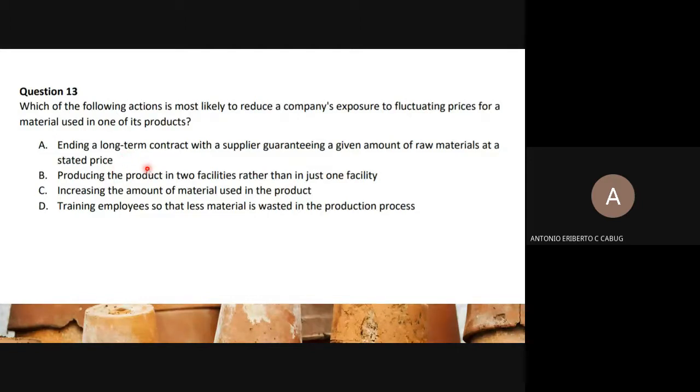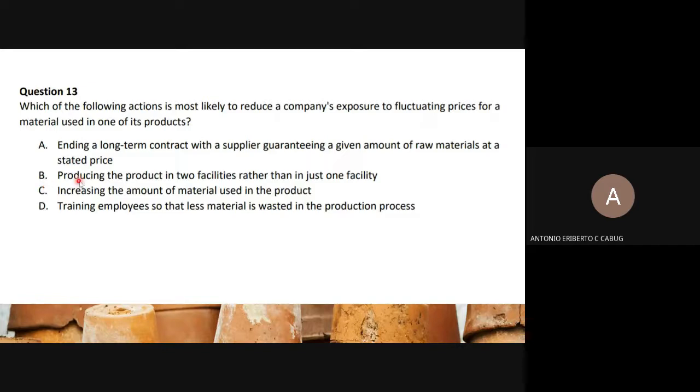A, is this a good example of an action? Ending a long-term contract with a supplier, guaranteeing a given amount of raw materials at a stated price. Nako, if you're going to end this long-term contract, lalo kang ma-expose sa biglang pagtaas ng presyo ng materials. Ang maganda dito sa contract na to, nalilimit mo yung cost mo to a certain degree only. Ito lang yung agreed nating presyo for this quantity of materials. If you're going to end that contract, you will be exposed more to fluctuating prices.